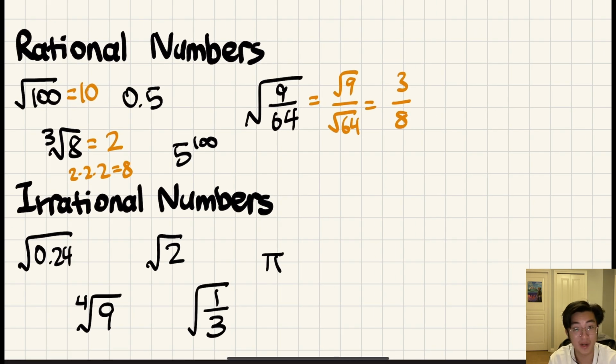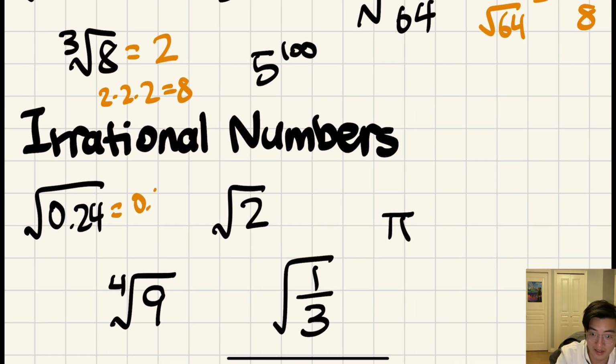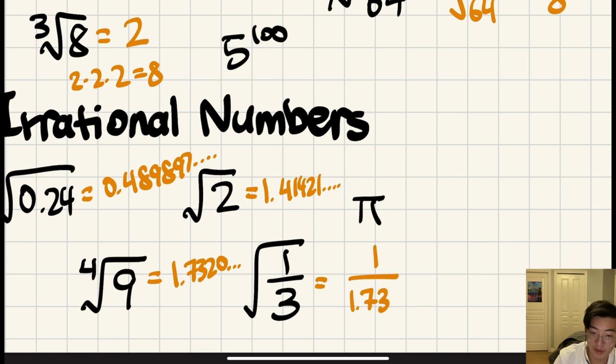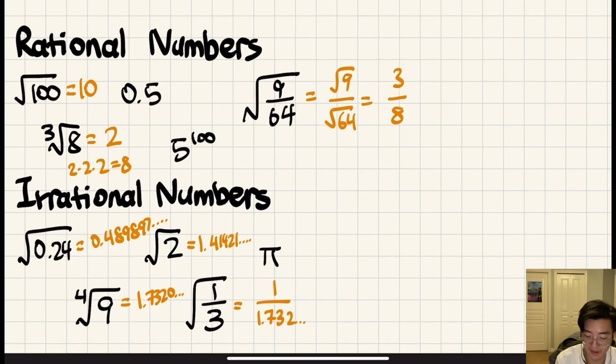If you're still confused on what I mean by nice, that's okay. Now let's look at the irrational numbers. The square root of 0.24. Let's put it in the calculator. From the calculator, we have 0.489897, and so on, goes on forever. The fourth root of 9 is 1.7320, and so on. The square root of 2 is 1.41421, and so on. The square root of 1 over 3 will just be 1 over 1.72, and so on. Again, all very disgusting numbers.